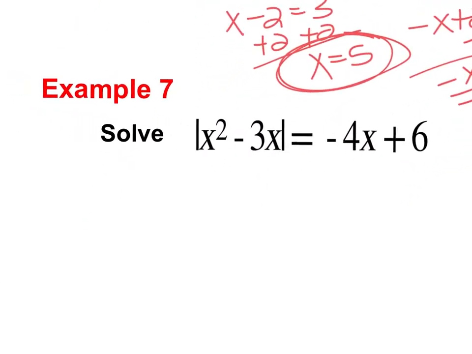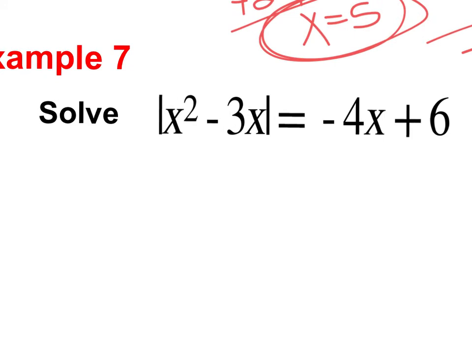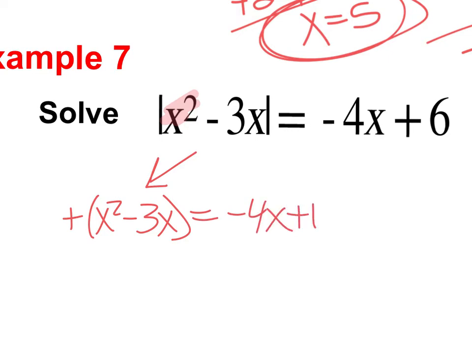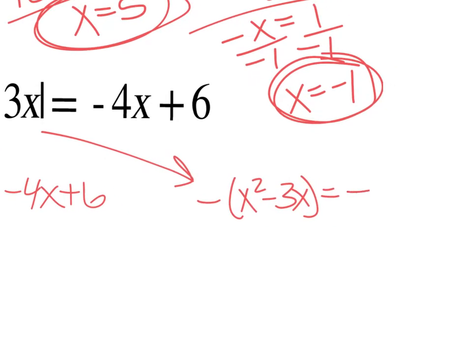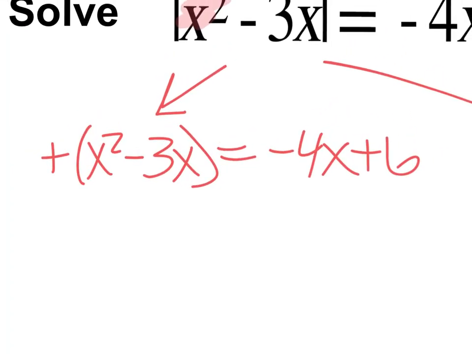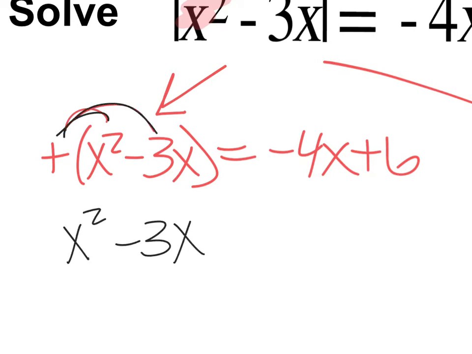So let's do one then where we have absolute value of a quadratic. We have x squared here. So we're still going to set this up the same way. This value could be positive x squared minus 3x, and then that would equal the negative 4x plus 6. Or it could be negative (x squared minus 3x), and that would still equal negative 4x plus 6. So really just make sure you get those equations set up correctly to start with. One positive, one negative. Now when it's positive and when we distribute a positive, nothing changes, but it's still important to think about both of those getting multiplied by a positive.